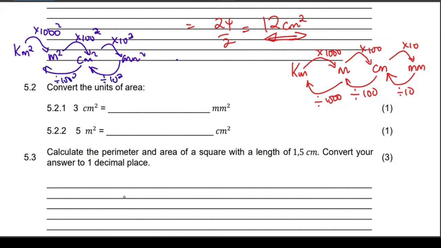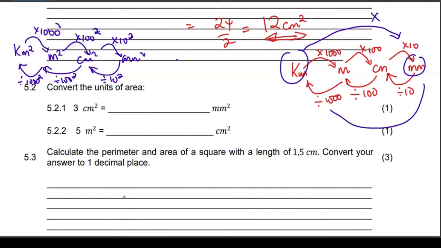Divide by 100 squared, then divide by 1,000 squared. Now we know that kilometer is the biggest unit, and millimeter is going to be the smallest unit. When you're converting from a big unit to a small unit, you multiply. Small unit to a big unit, you divide.